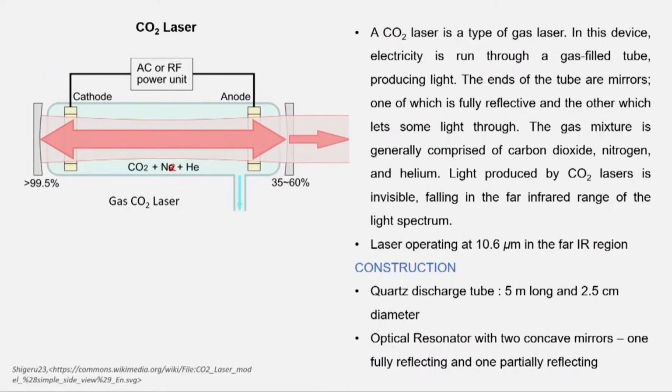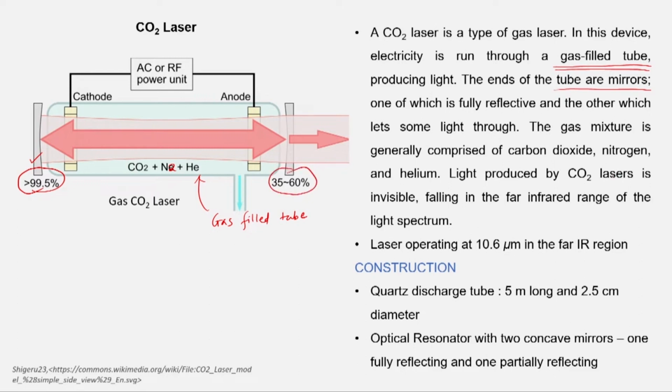Fine. So, this is a typical construction of the CO2 laser. It has a gas filled tube, and the tube is accompanied with a set of mirrors. This is one mirror which is completely reflective, with very high reflectivity, and the second is partially reflective.